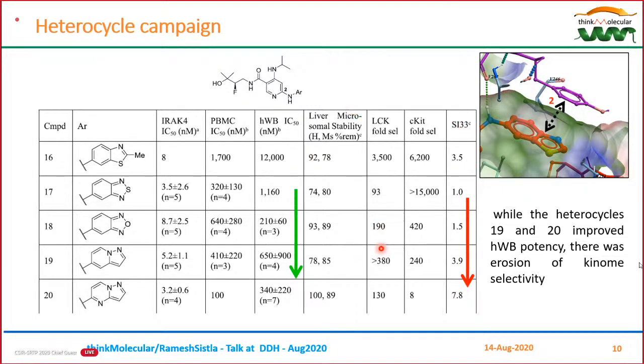Because of the front pocket, while we managed decent selectivity on LCK, the new player that was emerging as an off target was c-KIT. While 19 and 20 both had good whole blood potency and good potency in the PBMC assay, and their stability was also pretty decent, we took a huge beating in terms of the kinome selectivity. I will come to how we addressed that.